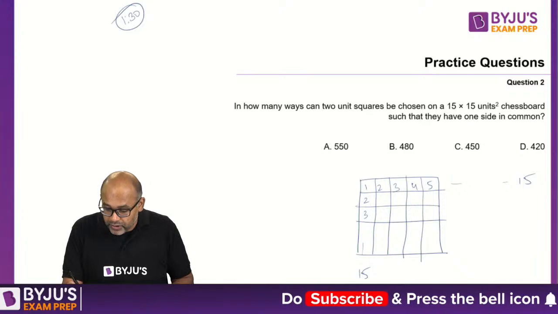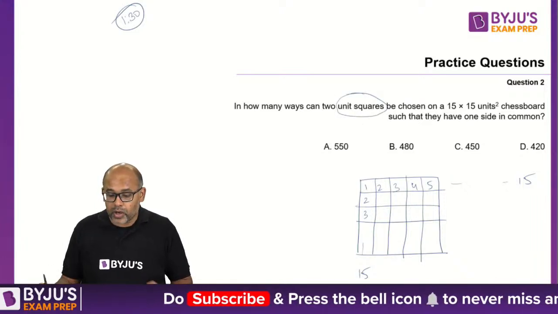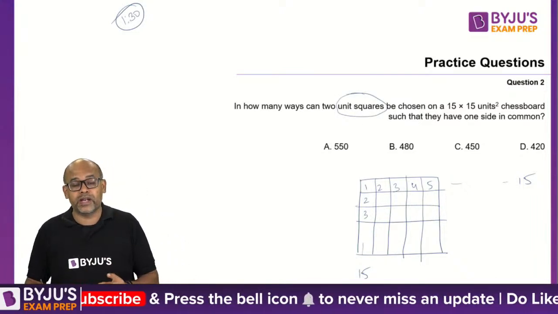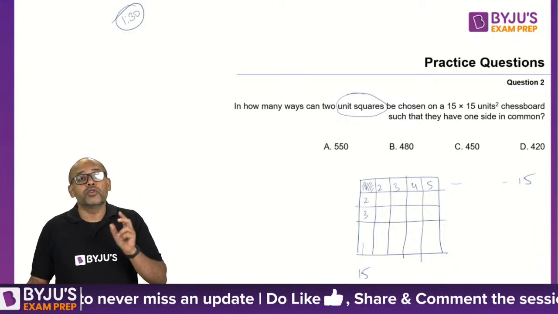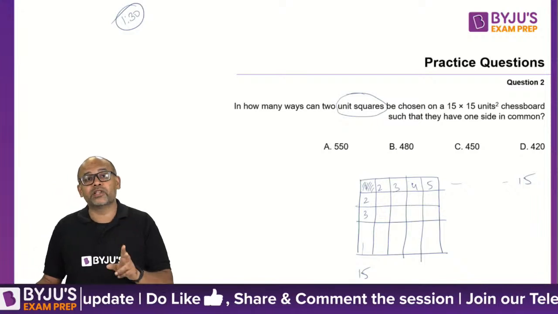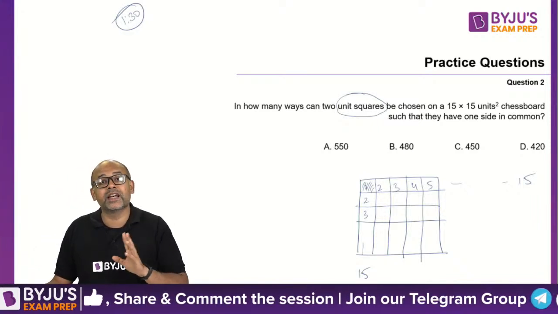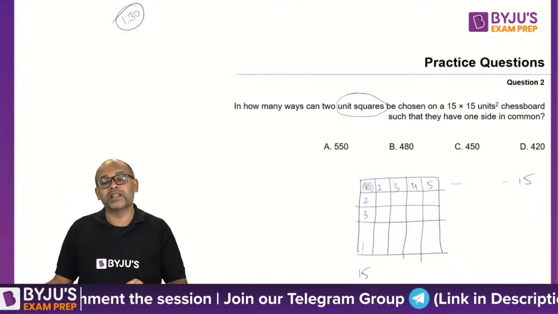So look at it, 2 square units. How many ways can we choose 2 unit squares? This is called a unit square. You are supposed to choose 2 in such a way that there is one side which is common.